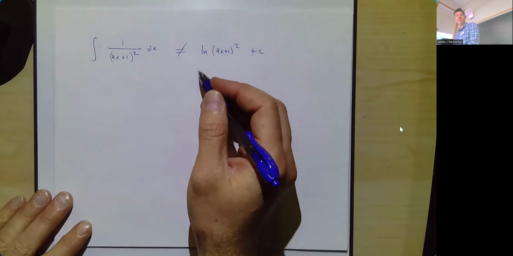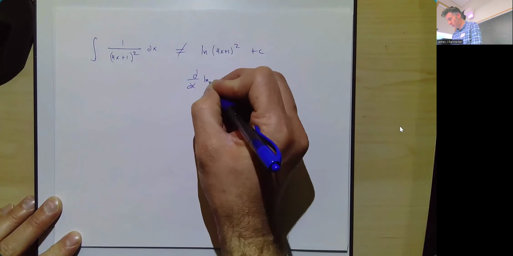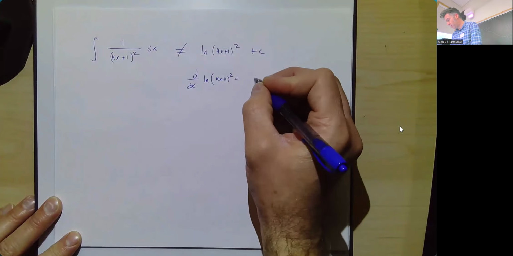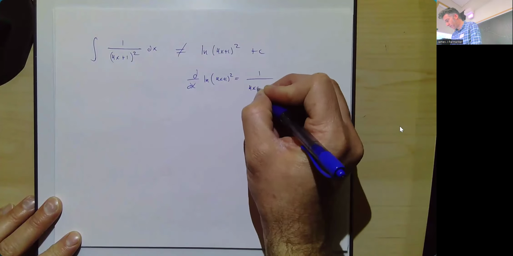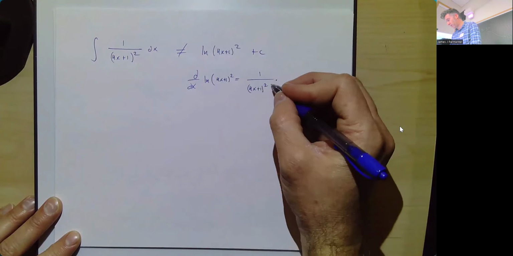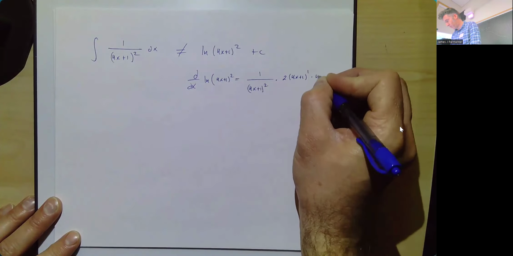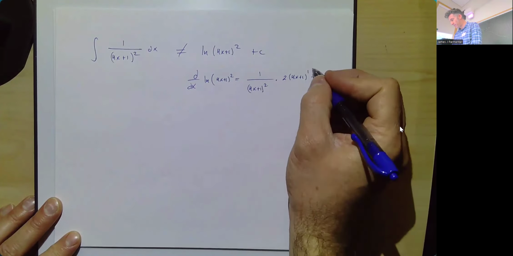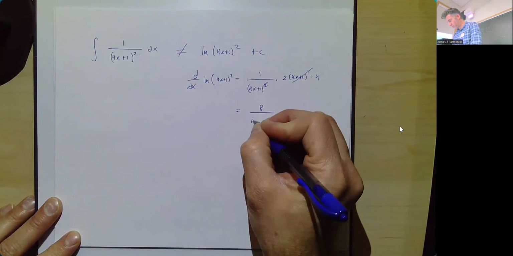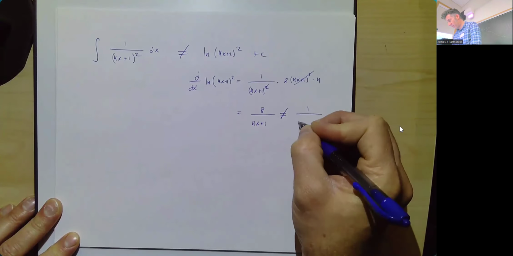But again, for the same sort of reason, if you take the derivative here, the derivative of the natural log of some stuff is going to be 1 over that stuff times the derivative of the inside stuff, and the derivative of (4x plus 1) squared is 2 times (4x plus 1) to the first times 4. And if you simplify, you end up getting 2 times 4 over 4x plus 1. And that is definitely not the thing that we started off integrating.